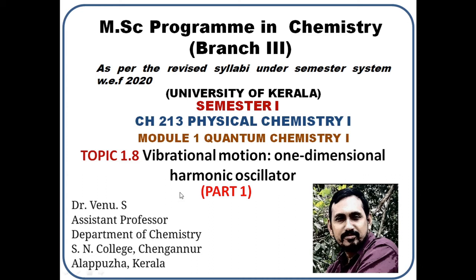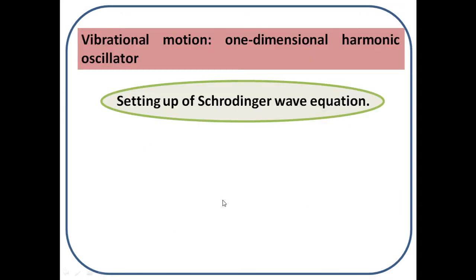Hello and welcome. In this video, we will discuss vibrational motion, one-dimensional harmonic oscillator. This is the part 1 video. So we have to discuss vibrational motion and that of a one-dimensional harmonic oscillator. The aim of this video is to discuss the setting up of the Schrodinger wave equation of such a system.